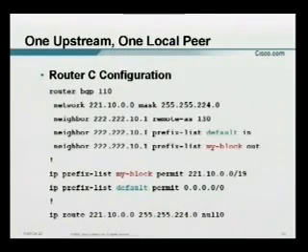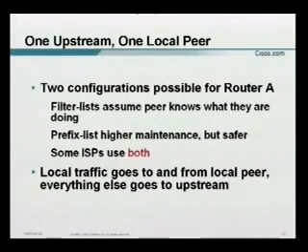Okay? Router C configuration, this is going to the upstream ISP. We accept the default, we send my block out, again, dead easy. This works. This works perfectly well. And you can run this on a very, very simple router.